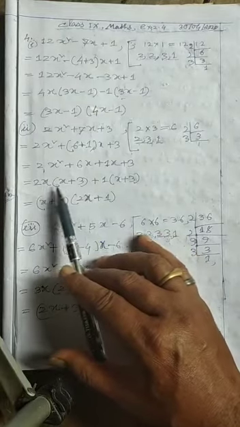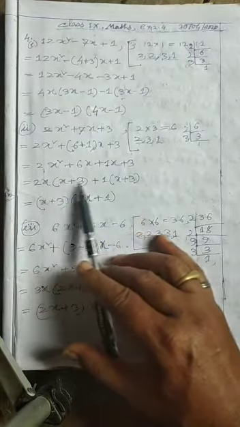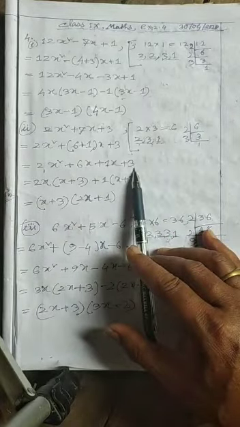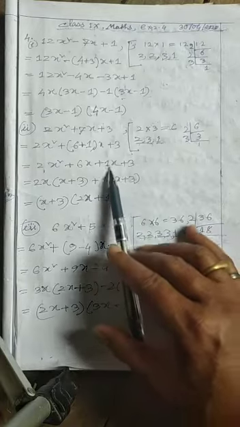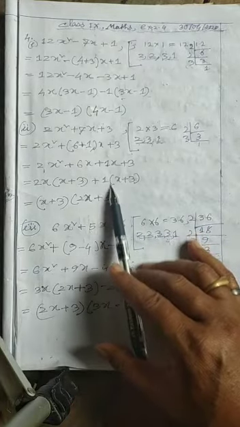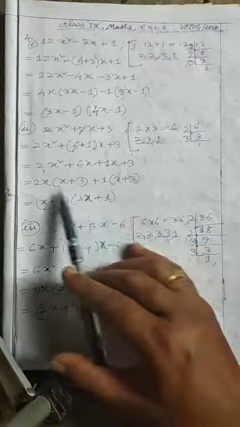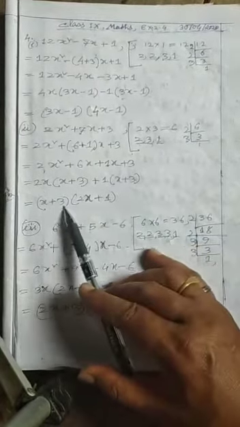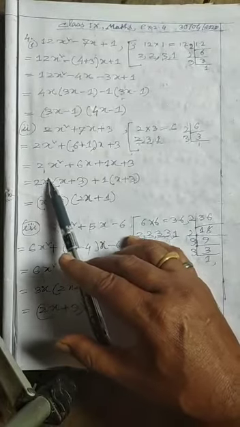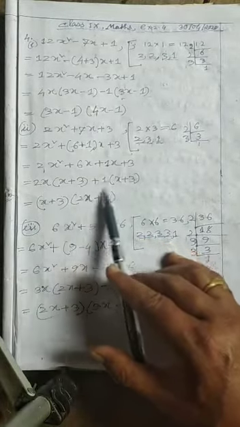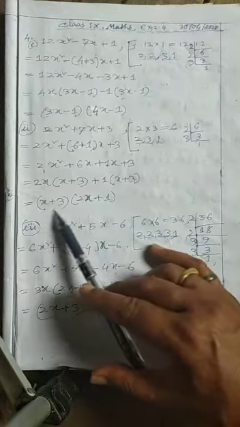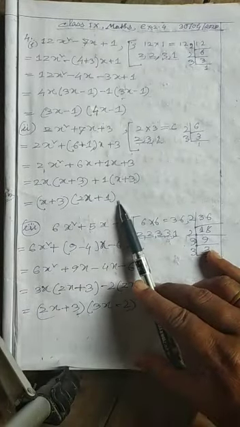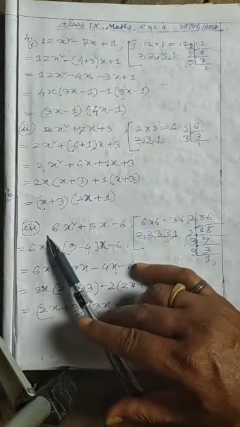So twice x into x equals twice x square. Twice x into 3 equals 6x. Now from these two terms, what can you take common? There is no common, so you can take common 1. The remaining term will be x plus 3. Now from these two terms, x plus 3 you can take common. The remaining term will be twice x plus 1. So x plus 3 whole into twice x plus 1. This is the factor.